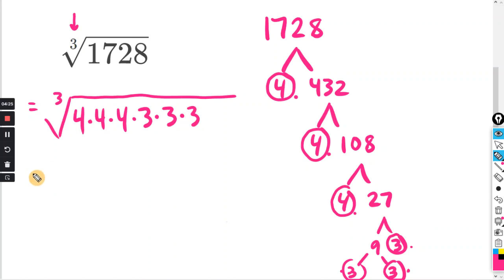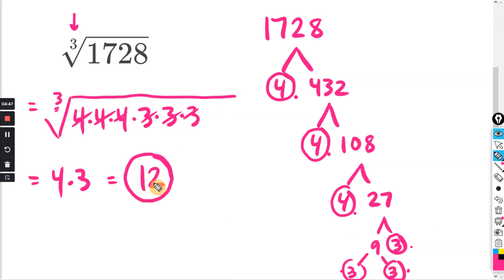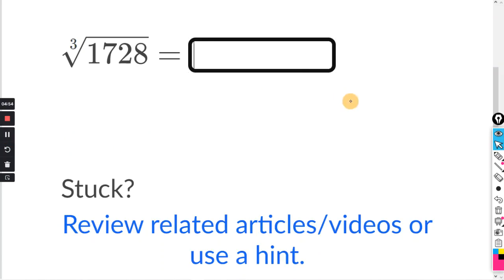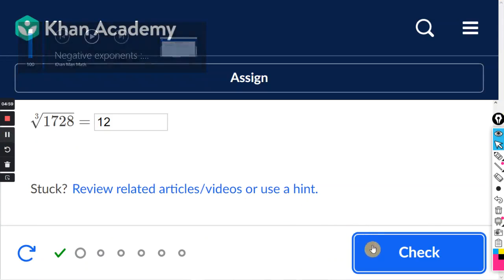So now, anything multiplied 3 times can be brought outside of the radical. So 4 times 4 times 4, that's just 4. 3 times 3 times 3, that's just 3. And of course, 4 times 3 is just 12. So if you multiply 12 3 times, you'll get 1728. So just click inside the box and enter 12.